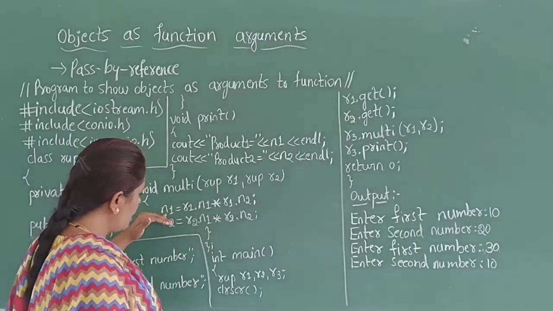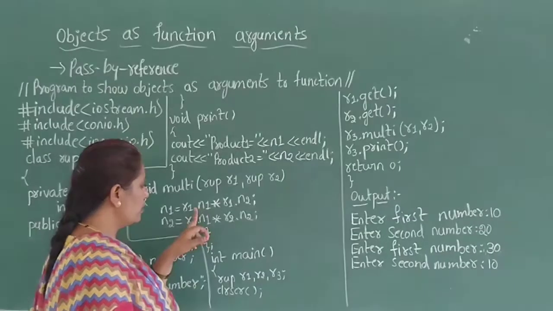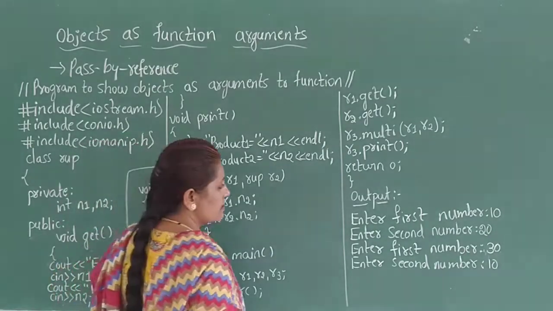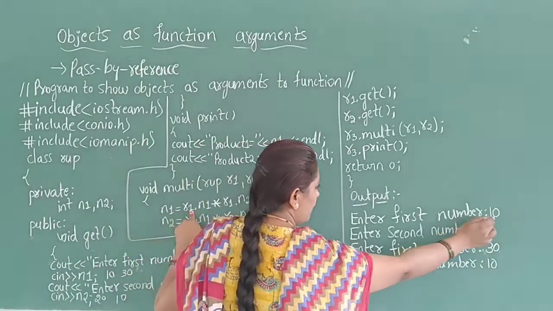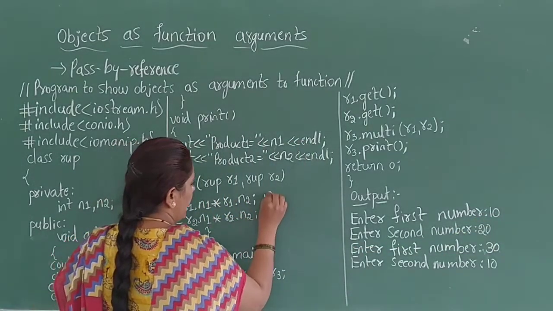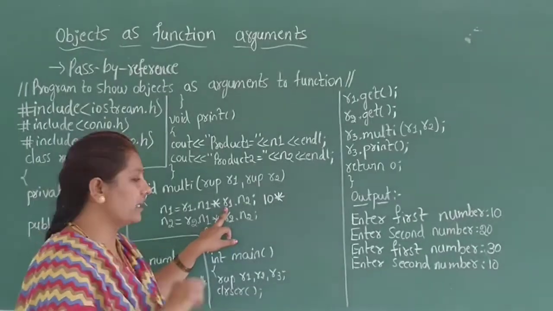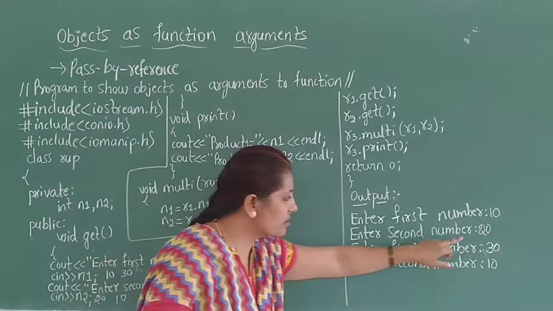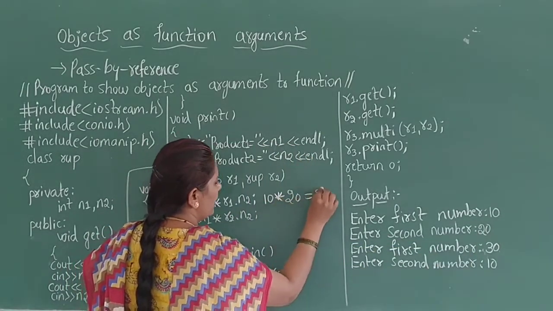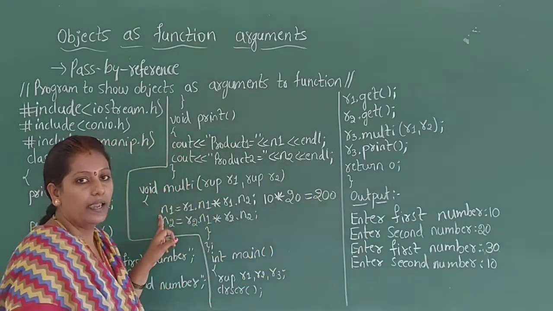See here, the first statement is N1 is equal to R1 dot N1 into R1 dot N2. Here we are using the first object reference, that is address. The first object reference value N1 is 10, into, again using the first object reference, N2 value is 20. Then it calculates 10 into 20 is 200 and this value is stored in the variable N1.